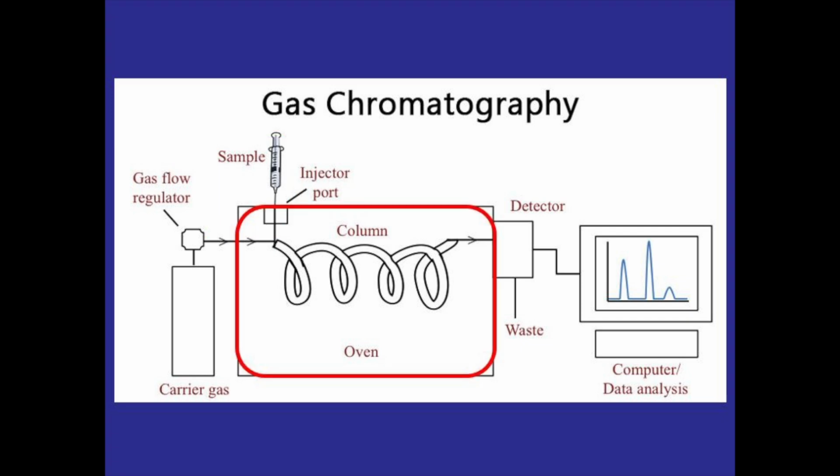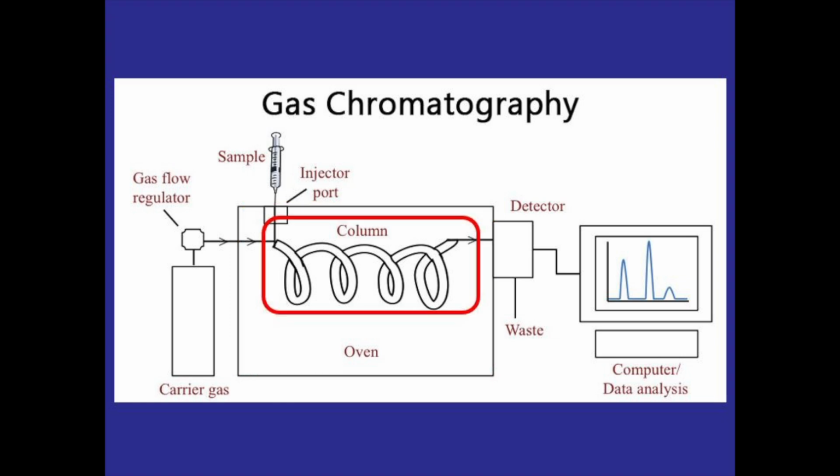So the compounds are turned into a gas, and those gases are run through the column, which can have a polar or nonpolar packing depending on how we want to separate the compounds. If there's a polar packing in the column, then more polar compounds will be retained longer because they'll want to interact more with the column. If it's a nonpolar packing, then nonpolar compounds will be retained longer.